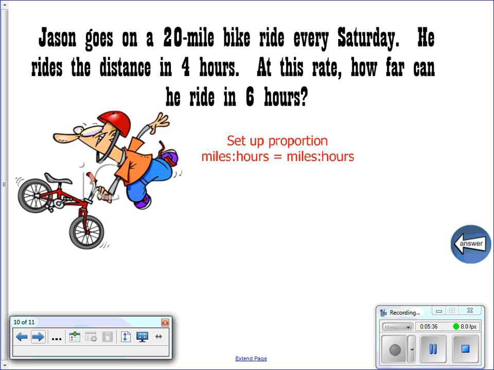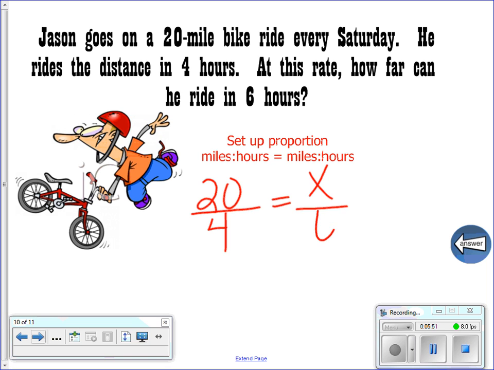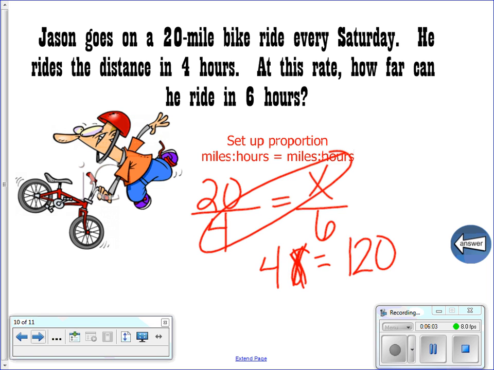Jason goes on a 20-mile bike ride every Saturday, and he rides that distance in 4 hours. At this rate, how far can he ride in 6 hours? So we'll set up a proportion, 20 miles in 4 hours, x miles in 6 hours. Cross multiply, 4x equals 120. Divide both sides by 4, and we get x equals 30.